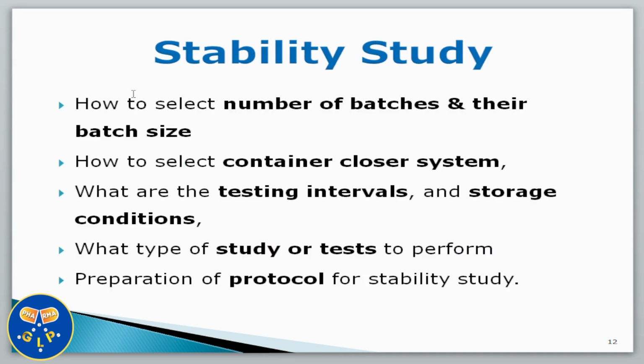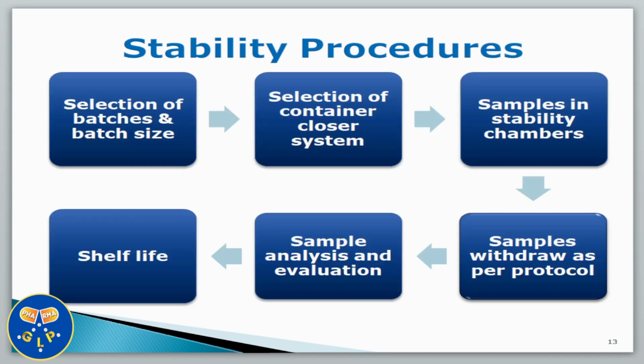The stability study should include how to select number of batches and batch size, how to select container closure system, what are testing intervals and storage conditions, what type of study or test to perform, and preparation of protocol for stability study. So, the stability study should include following major steps such as selection of number of batches and their batch size, selection of container closure system, charging of samples in stability chamber as per storage conditions mentioned in protocol, sample withdrawal as per intervals mentioned in protocol, sample analysis and evaluation, and establishing shelf life.